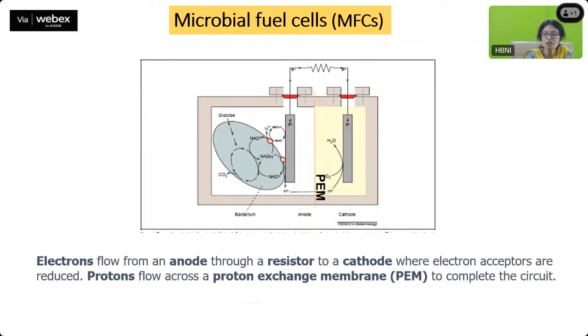So you have this microbial fuel cell where the electrons will flow here, as you can see, from the anode, through a resistor. It is flowing to the cathode where electron acceptors are produced, as you can see over here, all the electron acceptors. And the protons which are generated, they will flow across a proton exchange membrane and it will complete the circuit. So this is how a microbial fuel cell works.